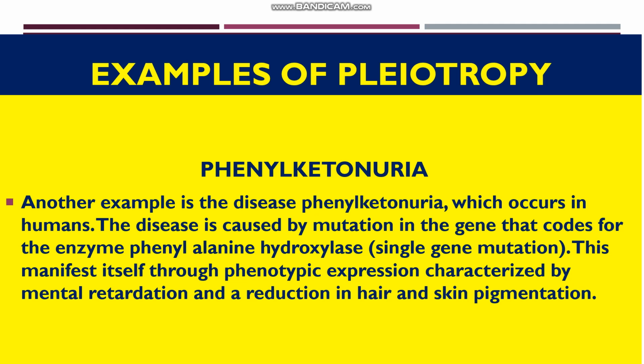Instead, it gets accumulated in our body and gets converted to phenylpyruvic acid derivatives, which damage the brain and cause mental retardation and reduction in hair and skin pigmentation. So one gene is responsible for the disorder phenylketonuria and also it causes mental retardation and reduced skin pigmentation. So it comes under pleiotropy.